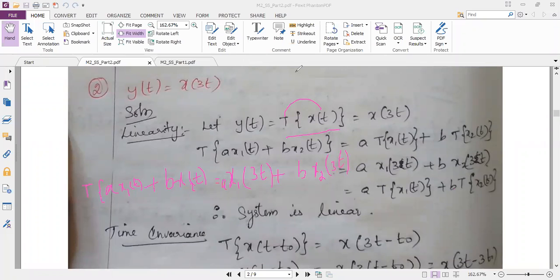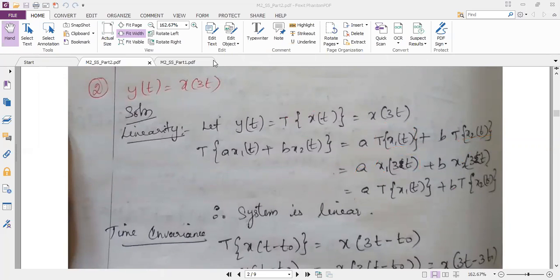Like this you can do it, or you can follow my notes also. I think that will be easy. Let me see in my notes. I have split this, this is my general equation. Then T of x1 of t is nothing but the operation of T on x. So if it is x1, it will be equal to x1 of 3t, plus b into the operation on x2 of t, which is x2 of 3t. So I have written a into x1 of 3t plus b into x2 of 3t.